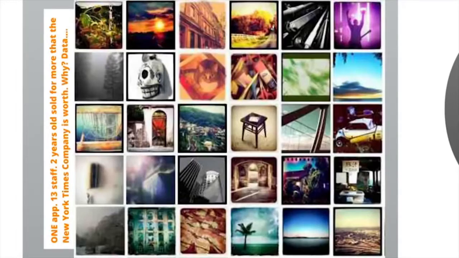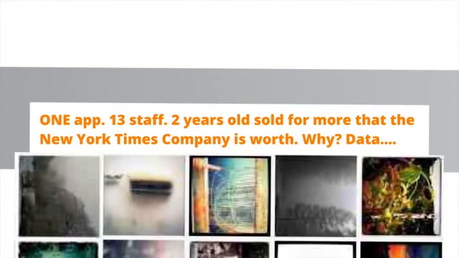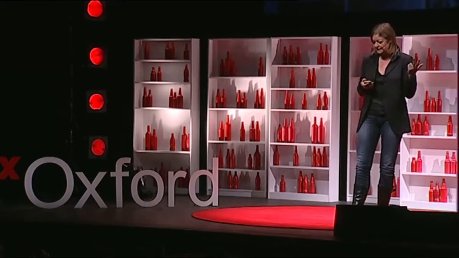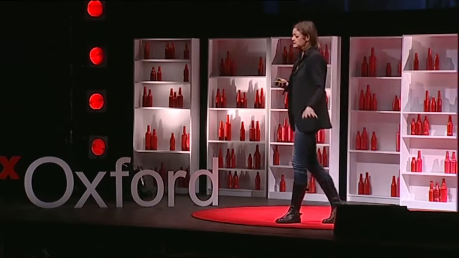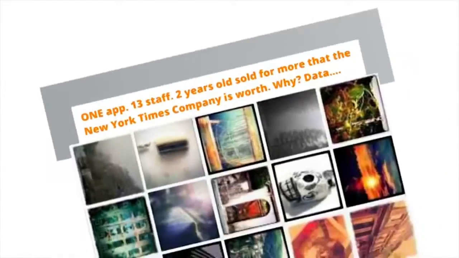Another example of big data is Instagram. A lot of you are probably using Instagram. Why did Facebook pay a value higher than the New York Times? It was an app making no money, 2 years old, 13 people work there. It's because of data. There's so much data in Instagram. Of course, also because it's a mobile app. But there's so much data behind every picture. Every single picture you tell Facebook where you took it and who took it. And then this whole social graph, you're sharing everything with your friends. That's worth a lot of money.